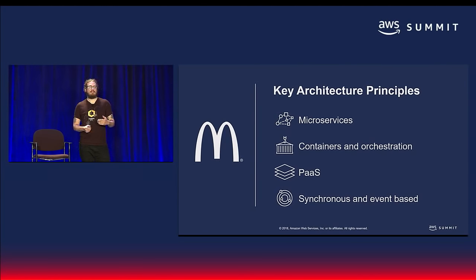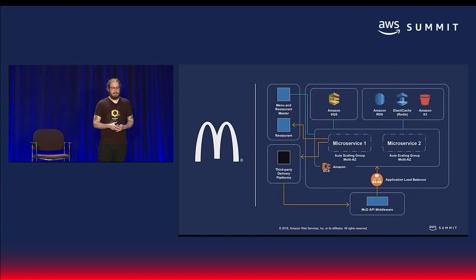They wanted to use platform as a service offerings whenever possible. What this meant was they wanted to use key AWS platform components like ECS, SQS, RDS, and Elasticache rather than trying to run their own services, because this would allow them to build quickly and efficiently. And they wanted to build both synchronous and event-based models to push orders as well as provide APIs that provide synchronous responses. So here's what they ended up building.